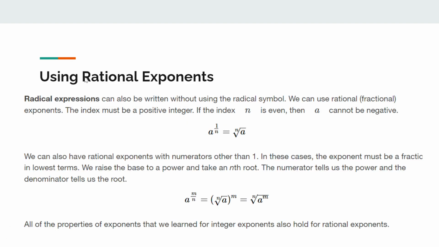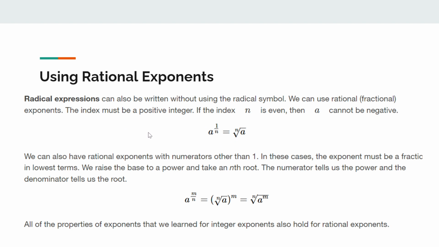Using rational exponents. A radical expression can also be written without using the radical symbol. We can use rational, fractional exponents. The index must be a positive integer. This is important: if the index n is even, then a cannot be negative. So like this, these things are the same thing.